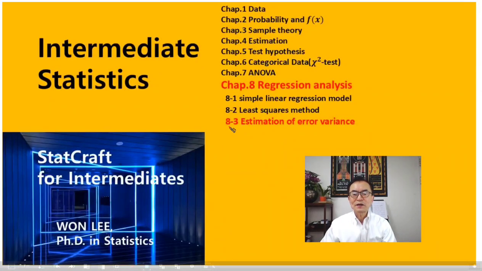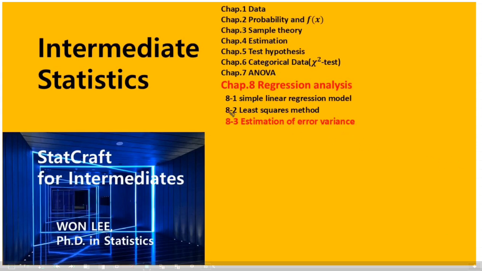Section 3, Estimation of Error Variance. What is error? Error in the model is epsilon. Epsilon follows a normal distribution with mean 0 and variance sigma square. So we would like to estimate that value, sigma square, right? It is very important to follow that error variance because it is a pre-assumption of the regression model.